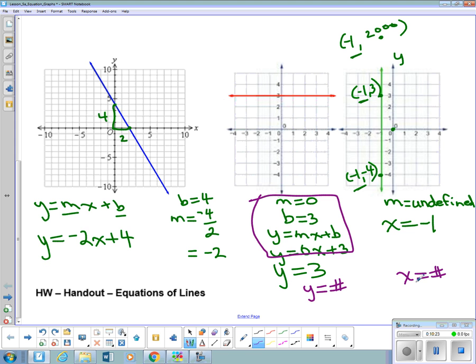All right, so that's today's lesson. So what you're going to do is finish the work from yesterday if you didn't finish it, and you're going to complete the equations of lines handout. You're looking at the questions where you're given the graph and you have to come up with the equation.